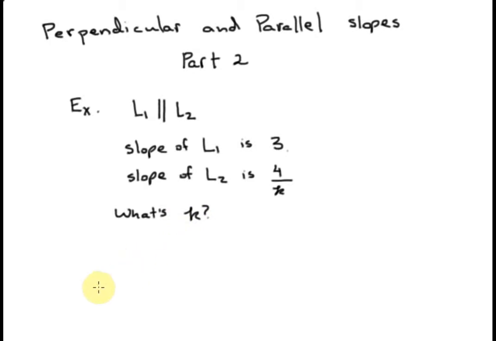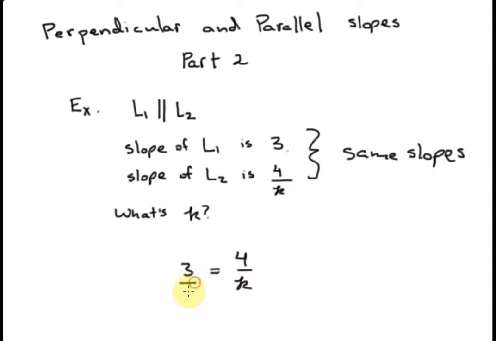Well, here's the nice thing about this. If the lines are parallel, it means they have to have the same slope. Okay, because parallel lines have the same slopes. So that means that if the slope of L1 is 3 and the slope of L2 is 4 over k, and they're parallel, then these slopes have to be equal.